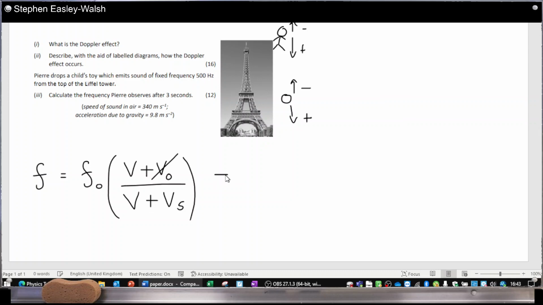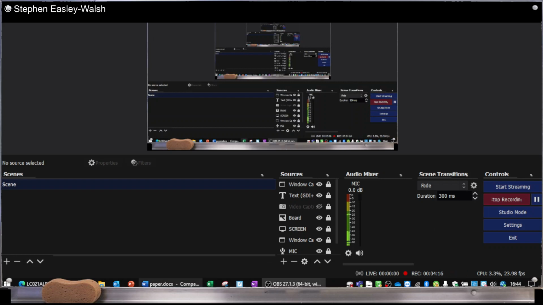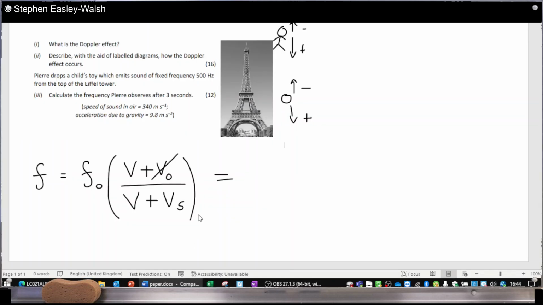Okay, and what I can't remember is if the f0 is the source or the observer. Let me pause and check for a second. Yeah, as I thought, it was the source, but it's kind of weird. It's an O. Maybe it'd make more sense to call that an S. Anyways, it's 500, and then the speed of sound is 340, and then 340 plus the velocity of the source. We have to work that out.